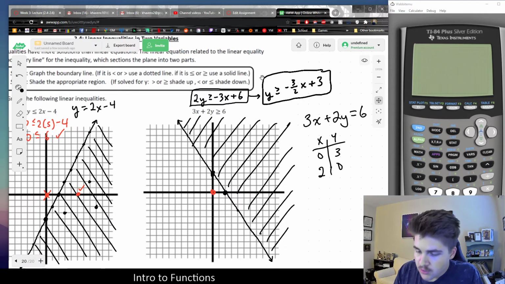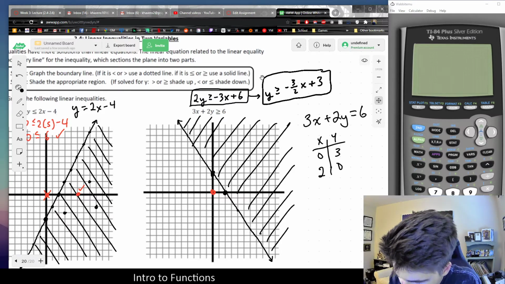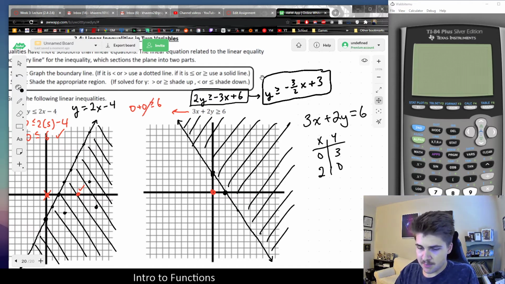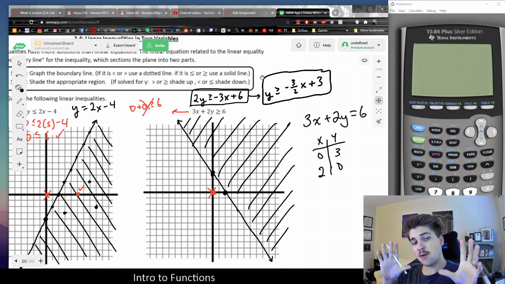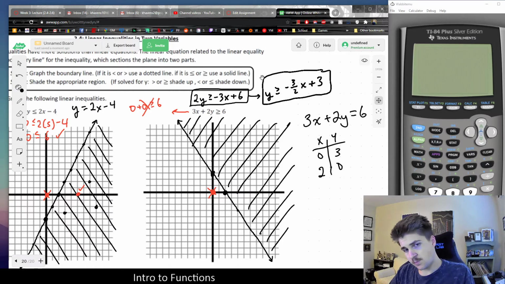If we check the origin, what I would get is, well, 0 plus 0 is greater than or equal to 6. I don't think so. Notice that does not make sense. And if it doesn't work, then you're not going to shade that region. And the implication is if that point doesn't make sense, we'd have to shade in the opposite region. So that's another fast, easy way to figure out which way to shade it. But at the end of the day, I have my boundary line, and I know every point above that line is also going to be satisfactory.